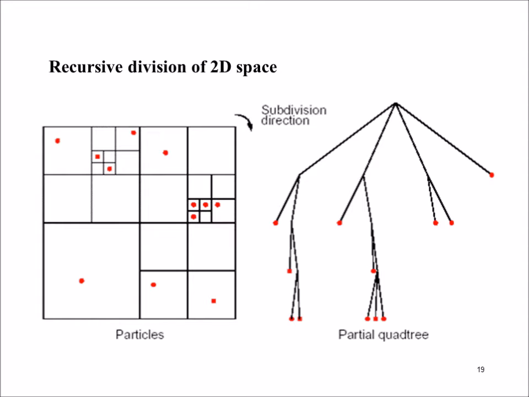Constructing the tree requires a time of O of n log n, and so does computing all the forces. So the overall time complexity of the method is O of n log n, which is much better than O of n squared, which was what happened with the brute force method.